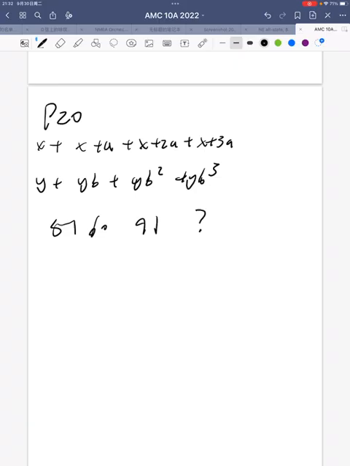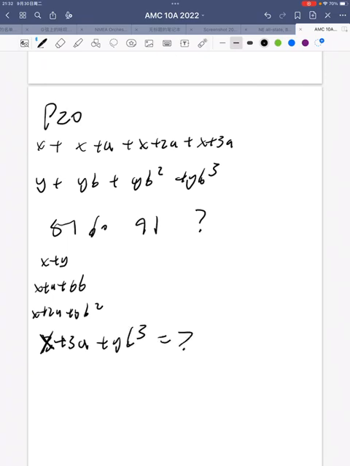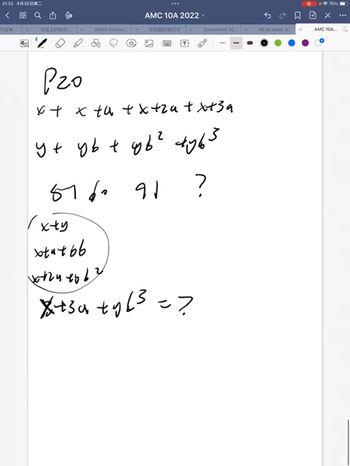term. The first terms are just going to be x plus y, x plus a plus yb, and x plus 2a plus yb squared. So we're basically trying to find x plus 3a plus yb cubed, which is equal to what? Using these first 3 equations and the results that we know they get us.